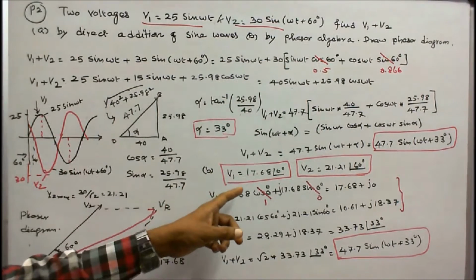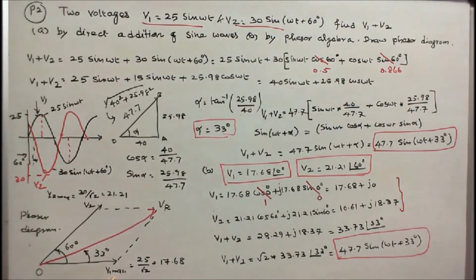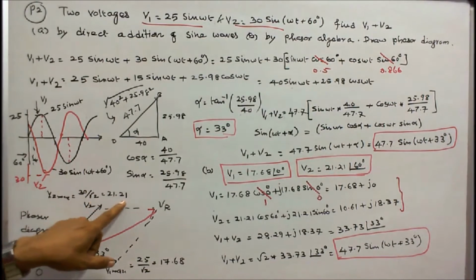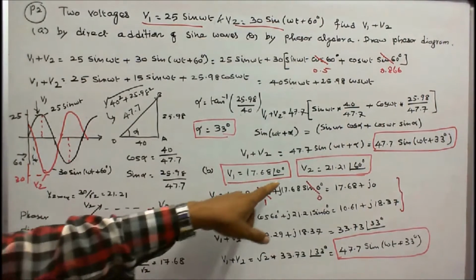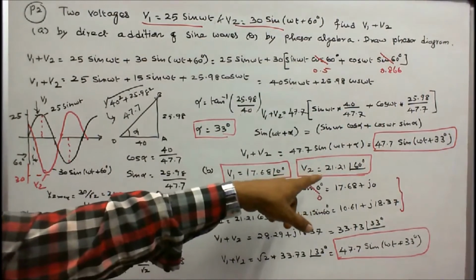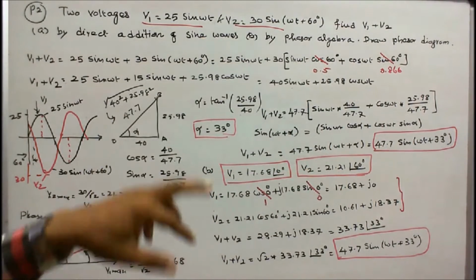Here V1 is equal to 17.68 angle 0. Here V1 maximum is equal to 25 by root 2, that is equal to 17.68. V2 maximum is equal to 30 by root 2, that is equal to 21.21. Therefore, V1 is equal to 17.68 angle 0. V2 is equal to 21.21 angle 60 degrees. This is in polar form. I convert it into complex form.